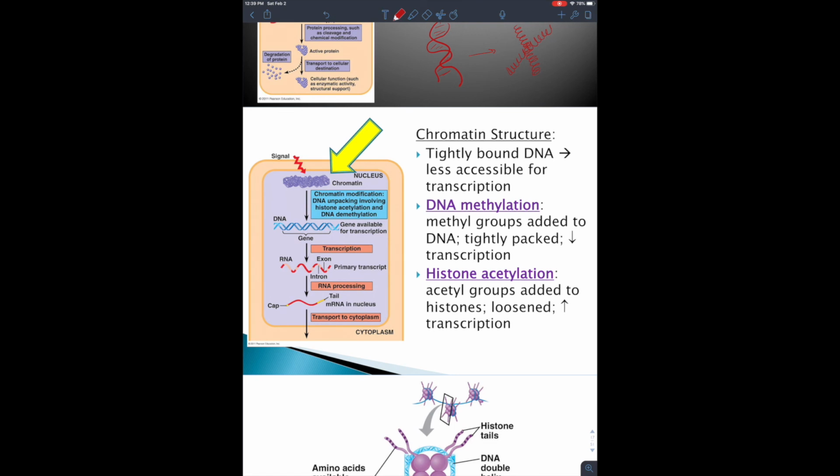One of those is called DNA methylation. So we're going to add methyl groups to DNA, and that's going to cause them to be tightly packed together, and we're going to lower the transcription. So methylation is going to make it hard for me to transcribe because everything is so packed together. And RNA polymerase needs to get into those little spots and spaces and read.